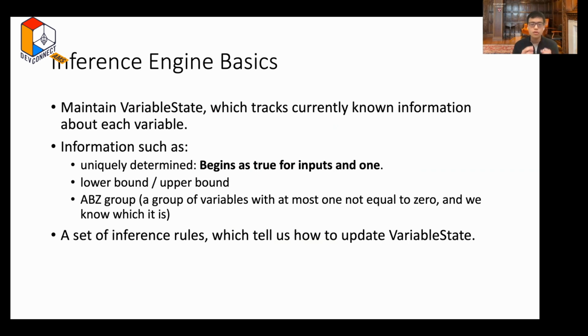This inference algorithm works by maintaining a variable state which tracks currently known information about each variable. Some of this information includes things like, is this variable uniquely determined, which begins as true for both the inputs and 1. Is there a lower bound and an upper bound, as we saw earlier? And lastly, a very cute one, which I've never seen before, called an ABZ group. An ABZ group is a group of variables such that at most one of these is not equal to 0, and we know exactly which one it is. Then we also provide a set of inference rules which tell us how to update the variable states.